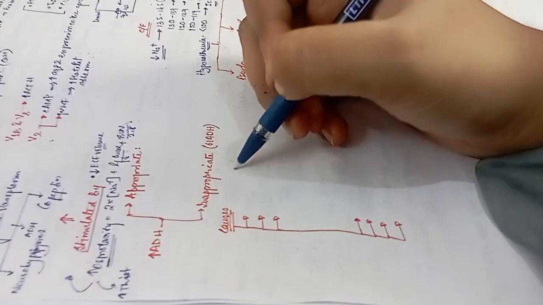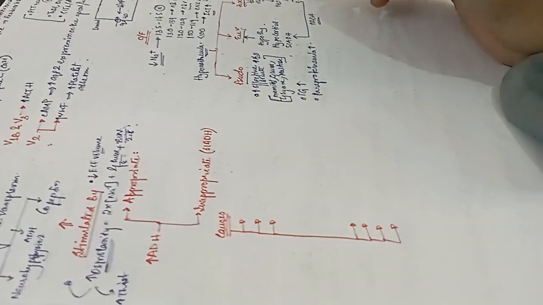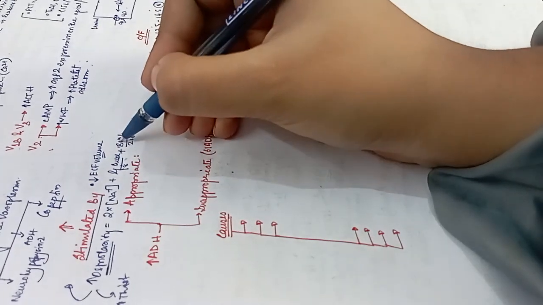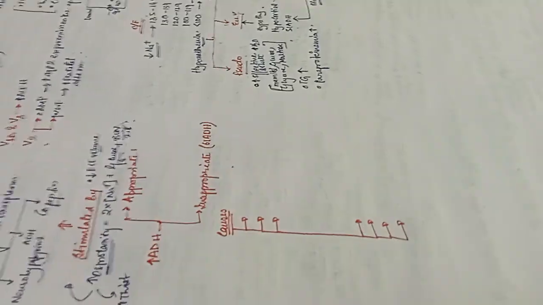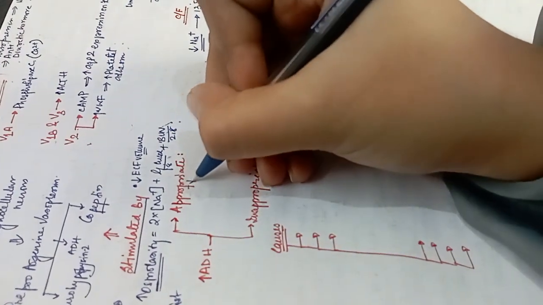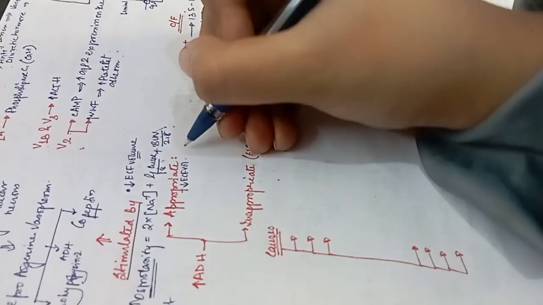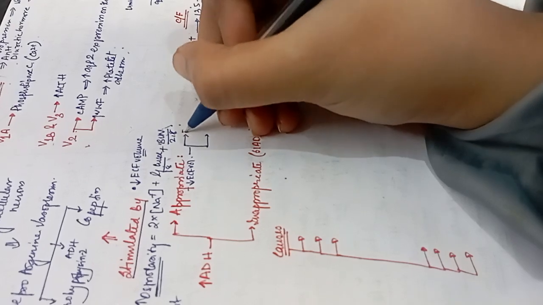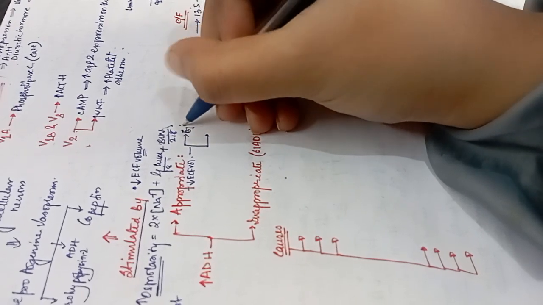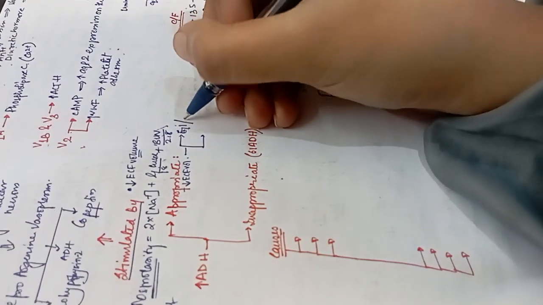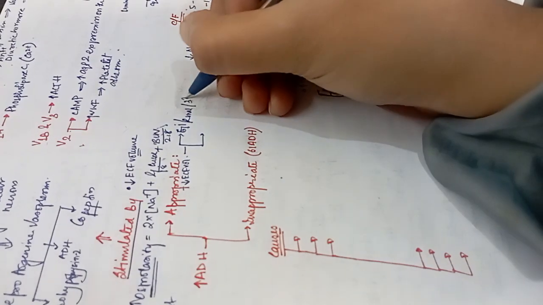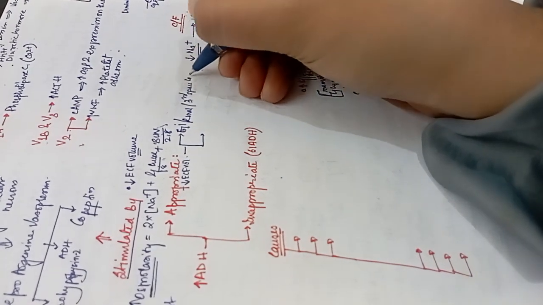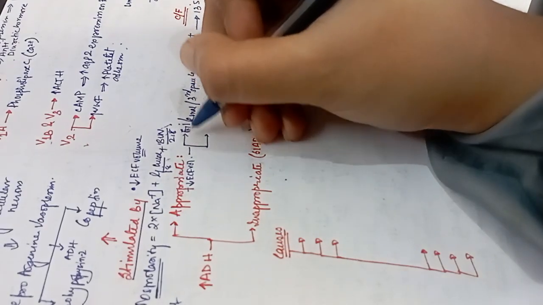So how are we going to differentiate between euvolemic and hypovolemic? The hypovolemic case is appropriate, because decreased ECF volume requires increased ADH secretion for reabsorption of water. So this is appropriate. This is decreased ECF volume. The decreased ECF volume can be due to GI, renal, or third space loss. This is hypovolemic.